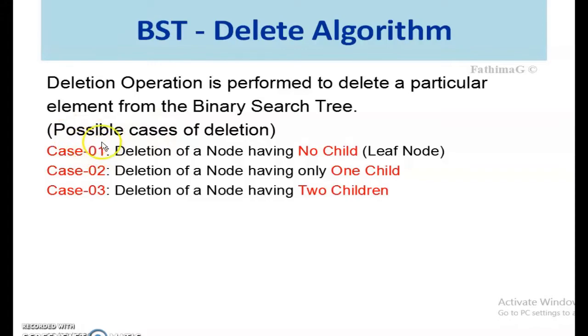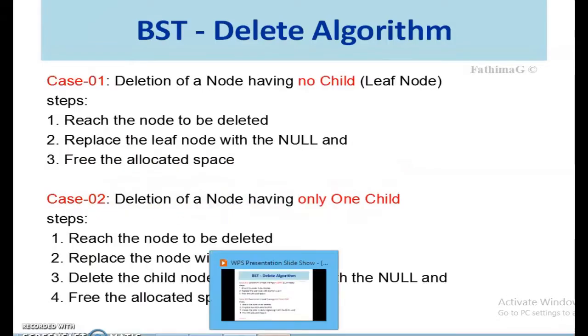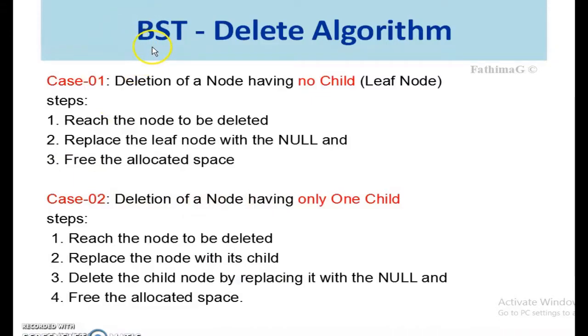Case 1 is deletion of the node having no child, that is the leaf node. Case 2 is the deletion of the node having only one child. Case 3 is the deletion of the node having two children. Let us see these cases one by one.